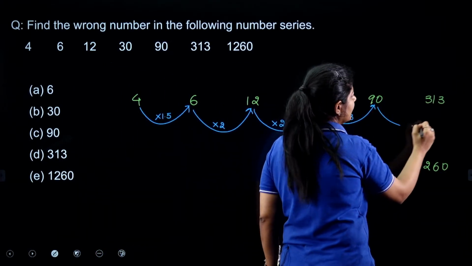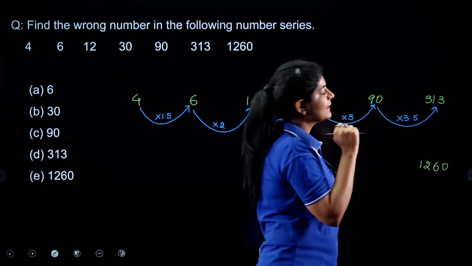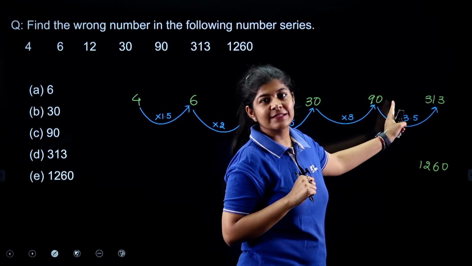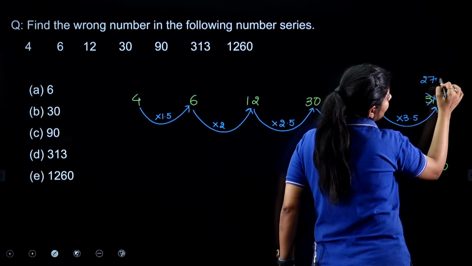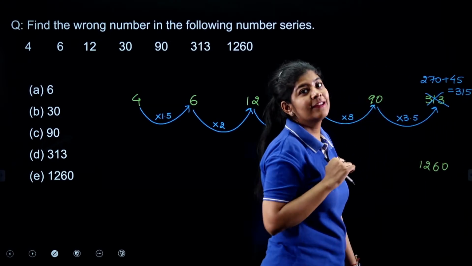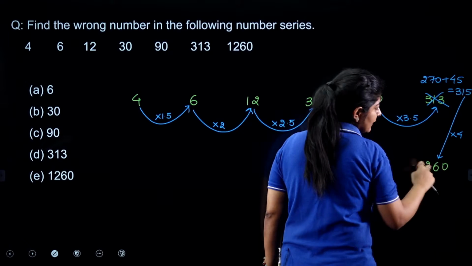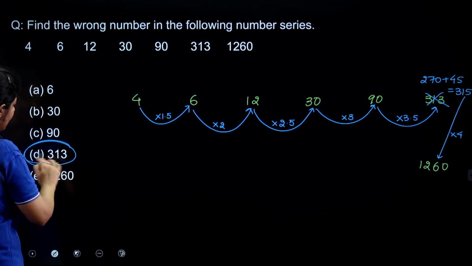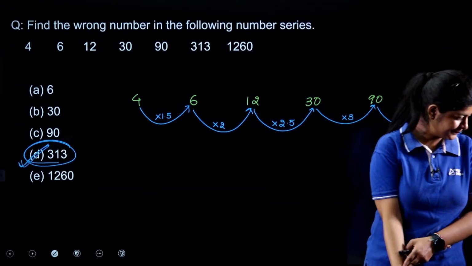So I need 3.5 over here. If I multiply this number by 3, I get 270. 270 plus half of it, that is 45, gives 315, not 313. Now if I multiply this number by 4, I get 1260. That means the wrong term over here is option number D.